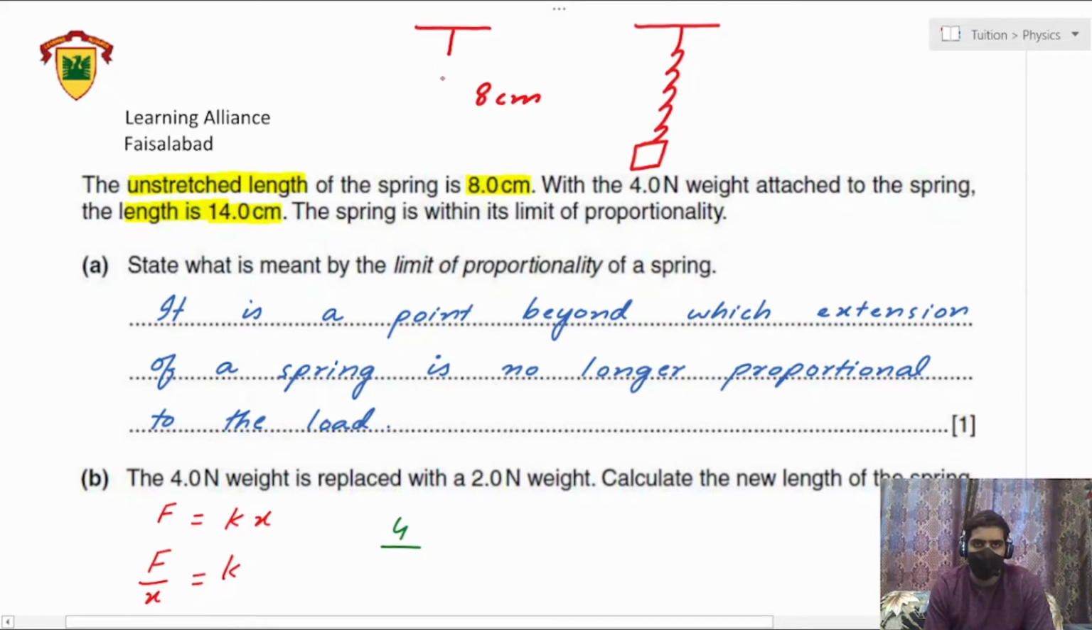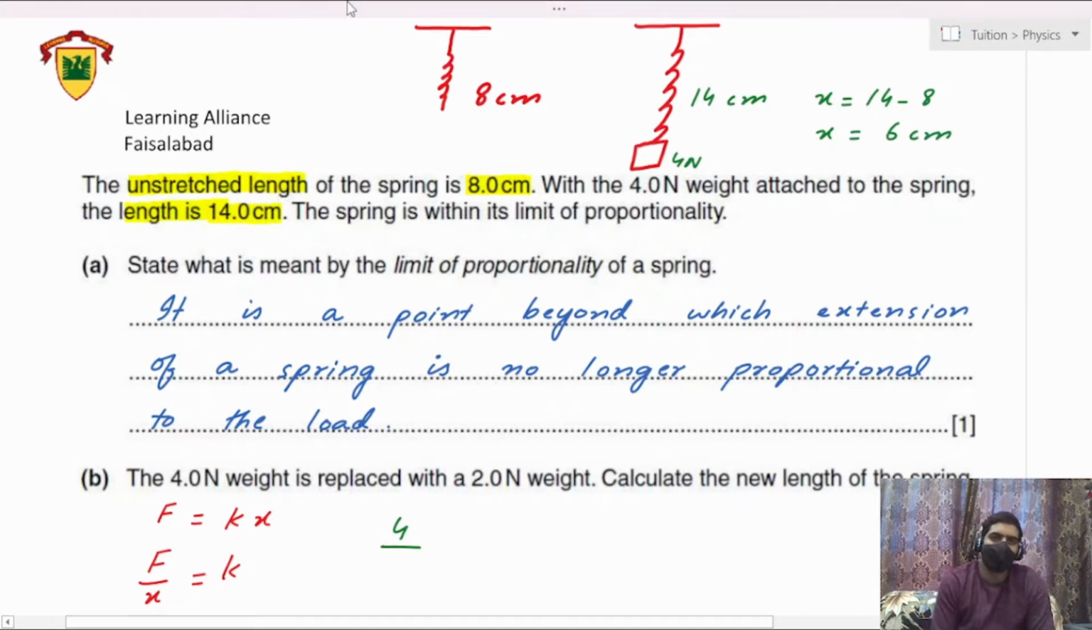Let's make it slightly shorter. All right. So once you added a weight of 4 Newton, the total length of the spring is now 14 centimeter. Now the question would be how much the spring has extended. So originally it was 8 centimeter. As you added the load of 4 Newton, it has now extended to 14 centimeter. How much is the extension? Simply you subtract these two. All right, and that would be 6 centimeter.